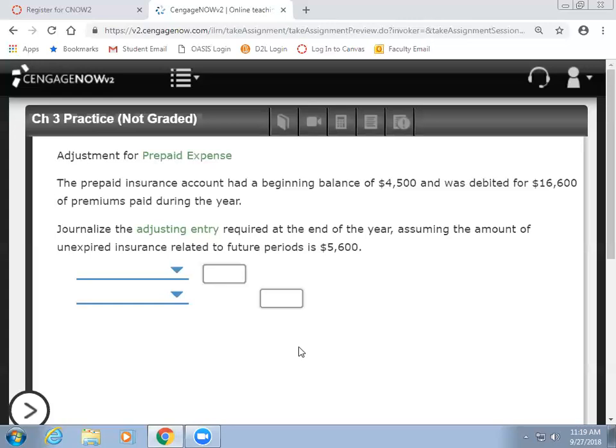The credit side is like how much we're paying. That's how much we've used up of the insurance. So we paid $21,100 in insurance premiums, and we've used up $15,500 of that. So we're going to expense it out. Premiums are payment. Mm-hmm. Yep.